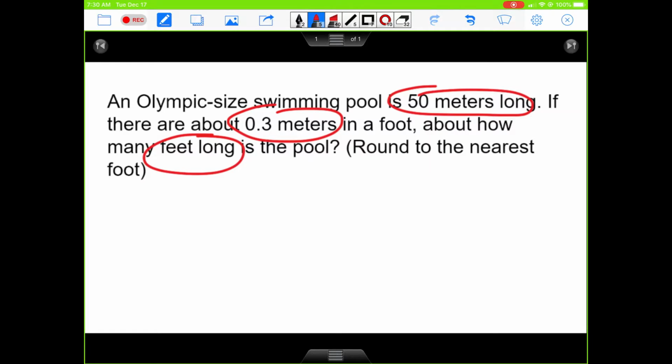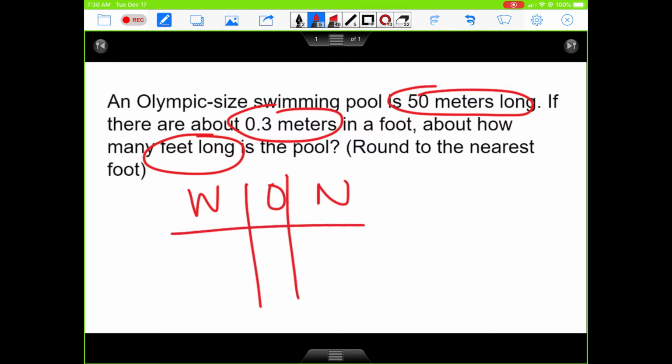So when we are comparing two different things, we're going to create a proportion. And to help us out, I like to use a one chart so we can make sure that we have our proportion lined up correctly. In this case, we're comparing meters and feet. In my O, or my original column, I'm going to put what I know for sure. I know for sure that there are 3/10 meter and 1 foot.